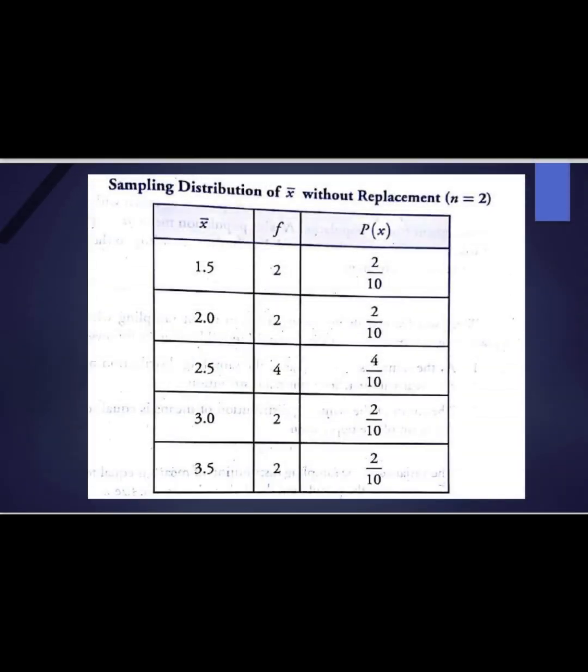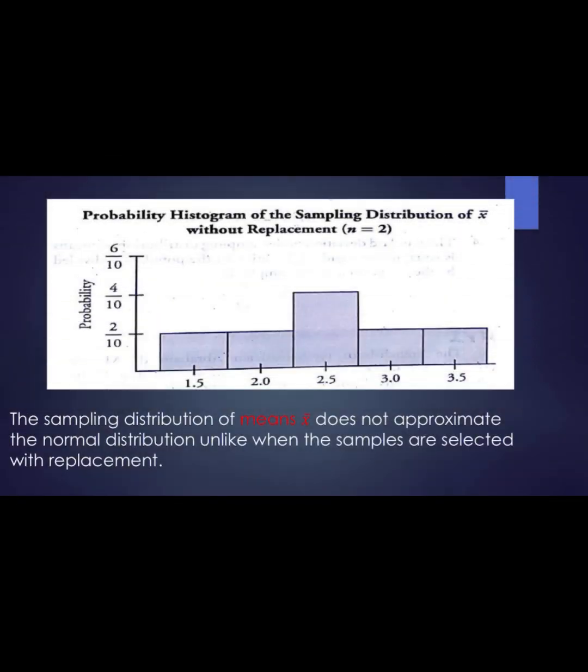Now, before we draw the probability histogram, we need to determine the frequency of our sample means. As we all know, a sample mean of 1.5 has a frequency of two, meaning there are two 1.5 sample means. There are also two 2.0 sample means, four 2.5 sample means, two 3.0 sample means, and two 3.5 sample means.